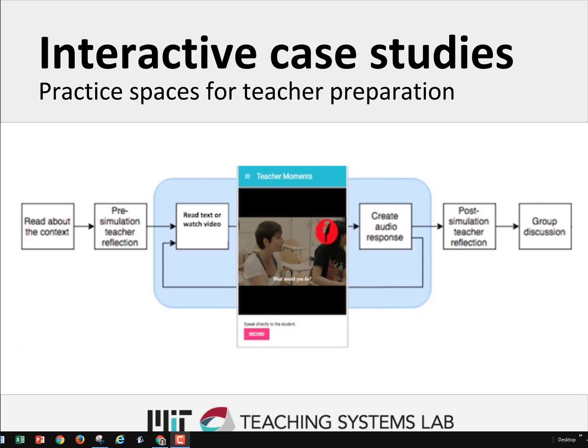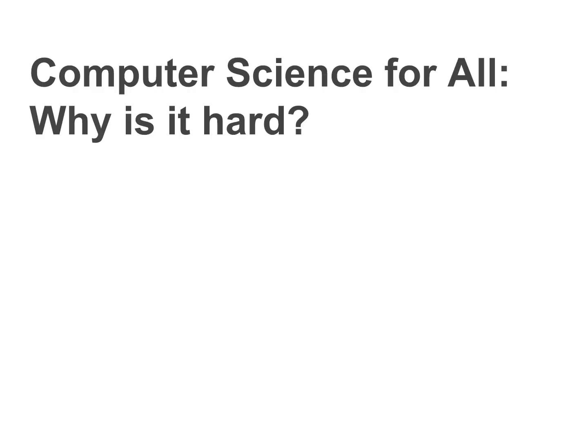In this video, I'm going to introduce you to an interactive case study that we're going to use as part of looking at computer science teaching and what's effective in the classroom. This case study comes out of MIT's Teaching Systems Labs, which has a whole practice spaces component. So first of all, our topic at hand is computer science for all, and why is that hard?